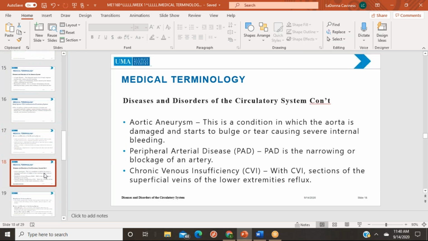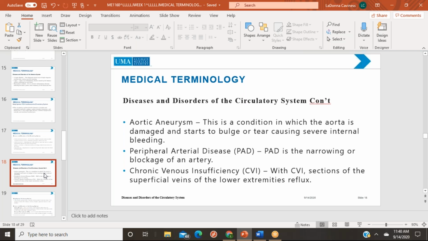All right, diseases and disorders of the circulatory system continue. So let's talk about aortic aneurysm. This is a condition in which the aorta is damaged and starts to bulge or tear, causing severe internal bleeding. Peripheral arterial disease, or PAD, it's the narrowing or blockage of an artery.